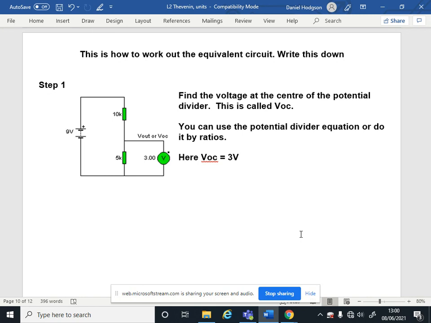So the first thing to do is to work out its VOC, standing for open circuit voltage. It's basically very easy. It's just ratios. In this particular case, as you can see, there's 5 kiloohms, so 5 lots of 15 kiloohms times your 9 volts. 3 volts. Dead easy. That's 5/15 of 9. That's step 1.